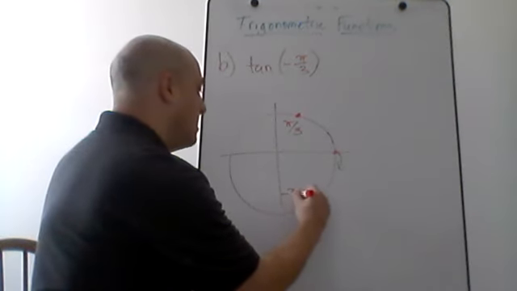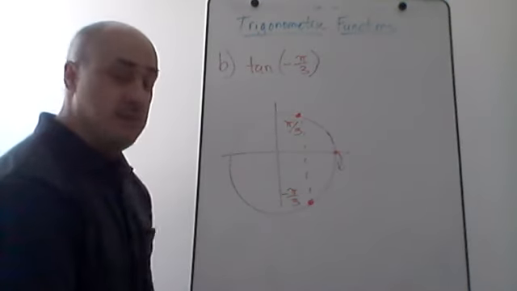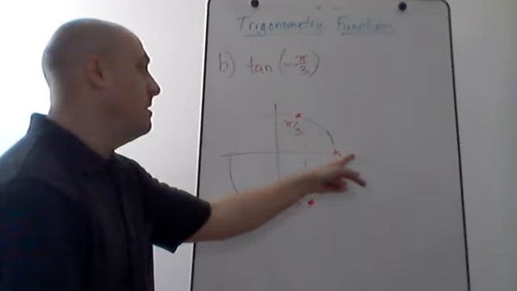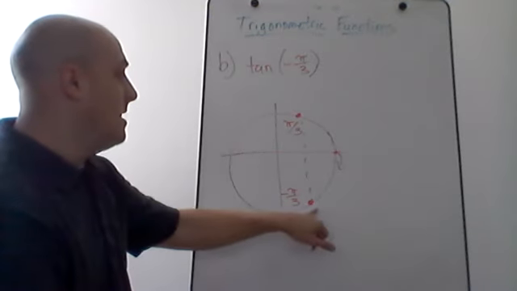quadrant. So here's going to be the terminal point for negative pi over 3, which is a reflection of the point at pi over 3 down into the 4th quadrant. Positive pi over 3, this distance that way. Negative is the same distance, just going in the other direction. All right, so there's my terminal point for negative pi over 3.